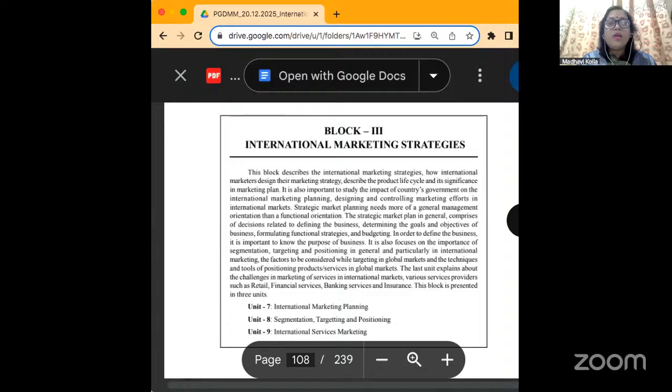We'll also be talking about a general management orientation versus a fluctuation orientation. And this also consists of the decisions that a company takes in terms of its business prospects. So, first, we'll be covering today Unit 7, that is International Marketing Planning.